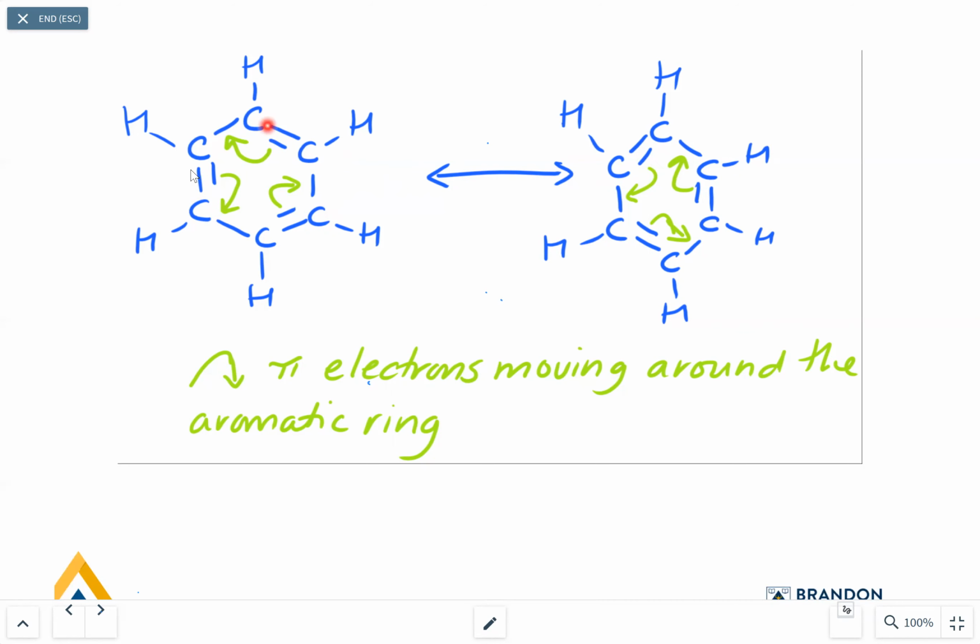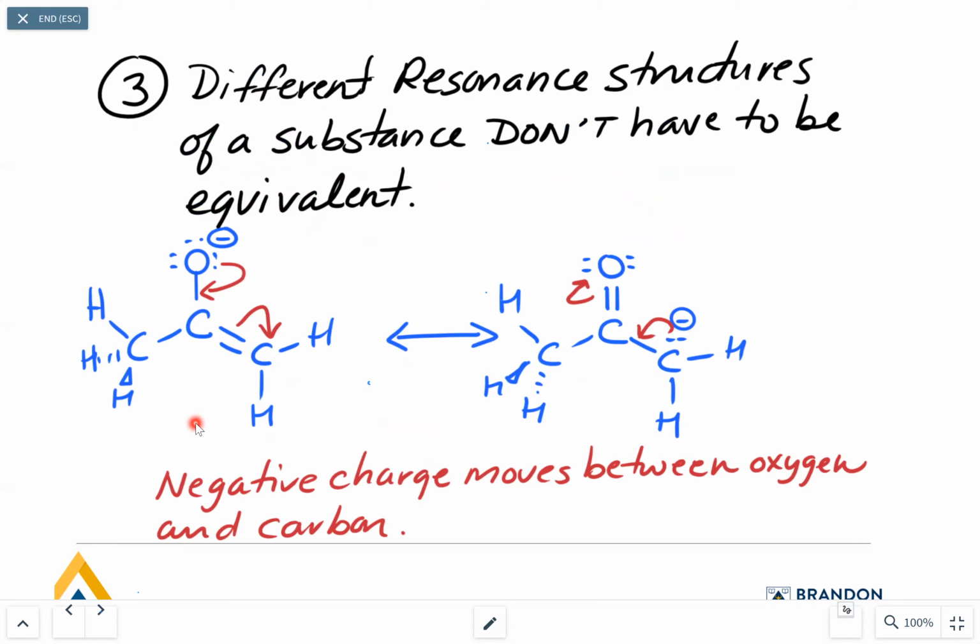All of these bond lengths, when you do the spectroscopy and calculations on it, are all the same. So this isn't the real structure. This isn't the real structure. The real structure is a hybrid of the two. But basically these pi electrons are rotating around the ring. So in this case, these pi electrons are going to make a bond here to here. And so it's just zooming around the ring. All right. So that was rule number 2.